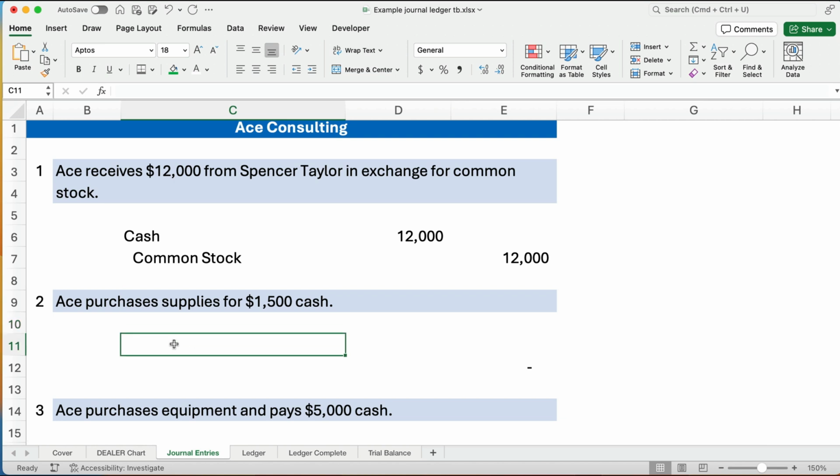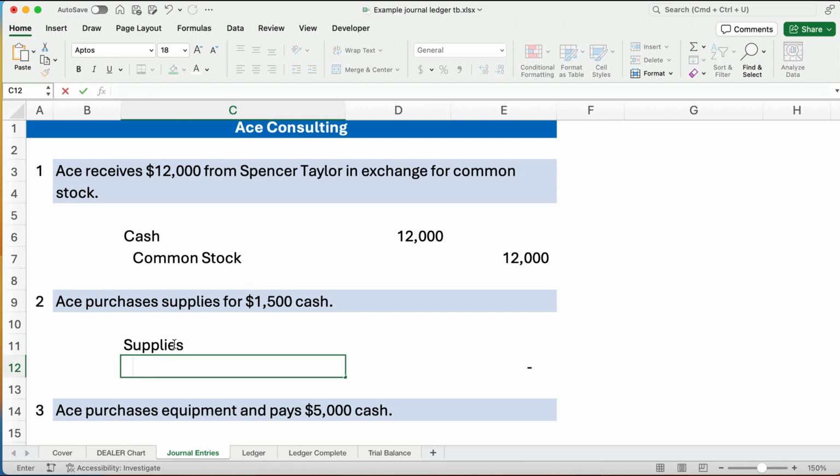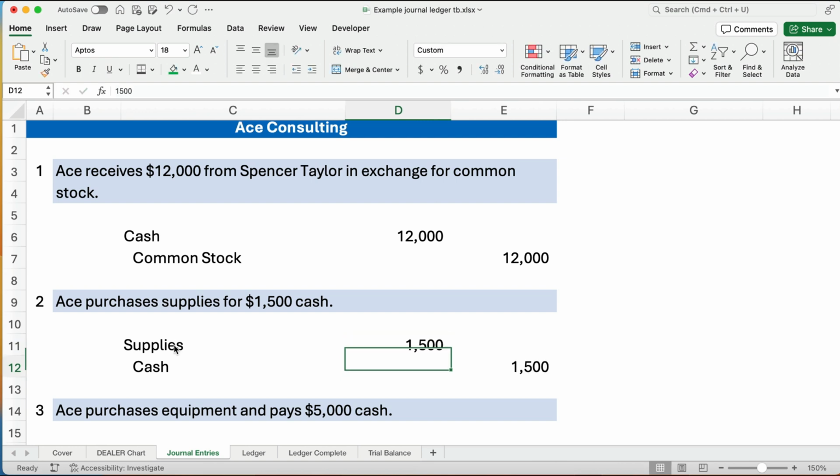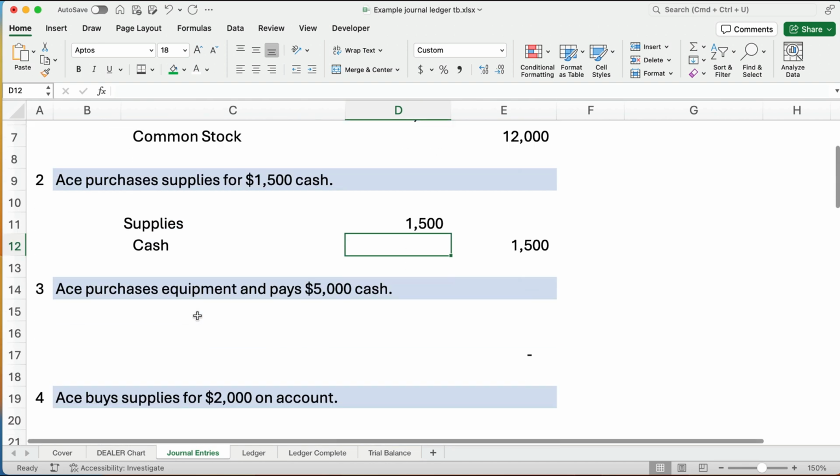So Ace purchases supplies for $1,500 cash. We're going to debit supplies, that's an asset. And we know we're paying cash, we credit cash, and the amount is $1,500. So that's the entry to show supplies is an asset that goes up, cash is an asset that goes down. If you don't understand this increase, decrease, and the debit and credit rules, check out our previous video on debits and credits using the dealer method, just to show you can understand how everything works.